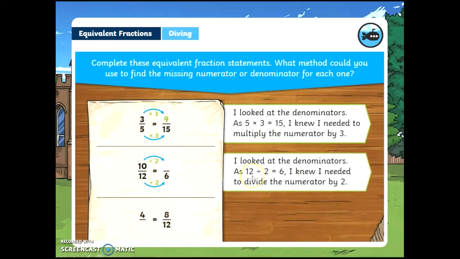Well, here's that little explanation. I know 12 divided by 2 is 6. I know I need to divide the numerator by 2. And 10 divided by 2 is 5.